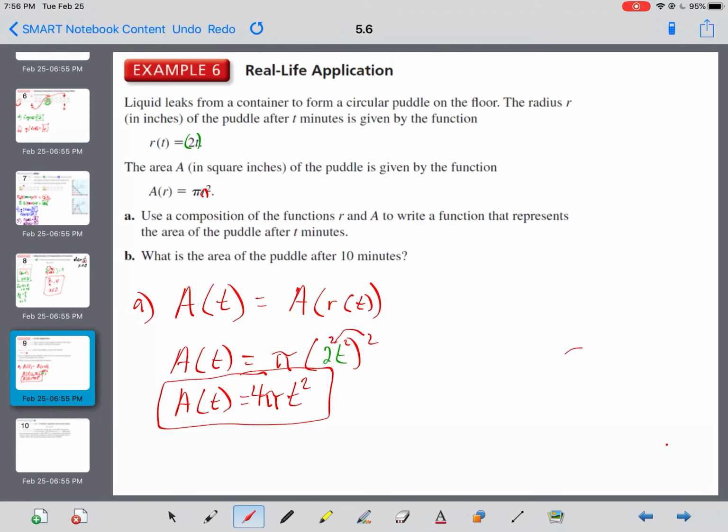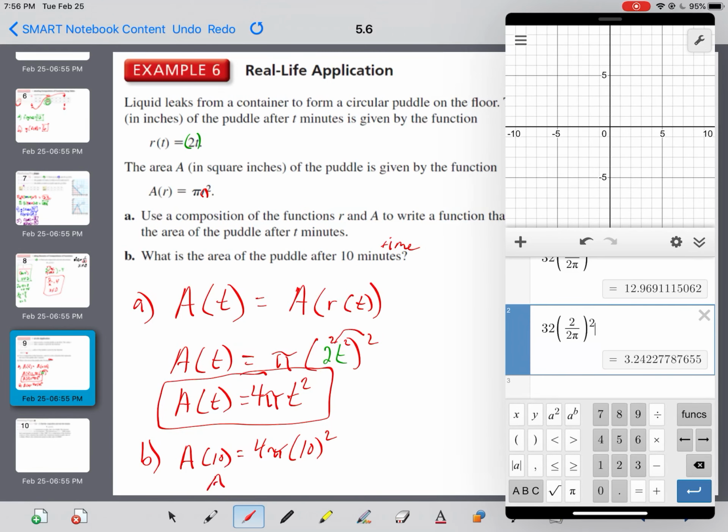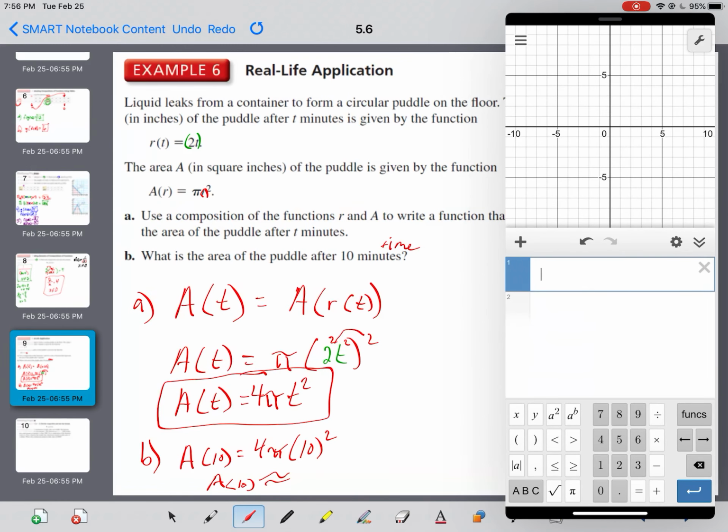What is the area of the puddle after 10 minutes? Well, this is time, so we're going to plug it in. So part B is A of 10 equals 4 pi times 10 squared, because we're plugging in 10 where t was. And then we're going to do the math, and we're going to say, well, A of 10 is approximately, it didn't say where to round, so we'll just do 2. So 4 times pi times 10 squared.